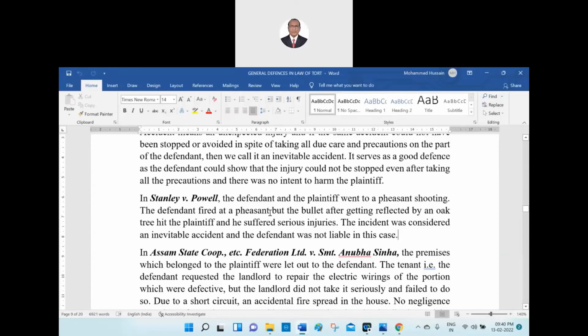So if they fired at the pheasant, the pellet touched the oak tree branch and took a different direction, because of the energy it took another way. In another direction, another party was also there for the shooting. So it hit one of the other party, on the adjacent side. One of them got injured. Such an injury is an inevitable accident. The incident was considered to be an inevitable accident, and the defendant was not liable in the case.